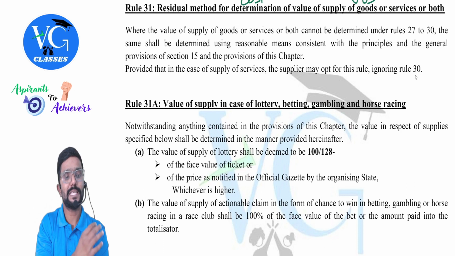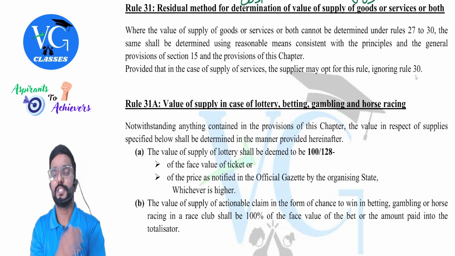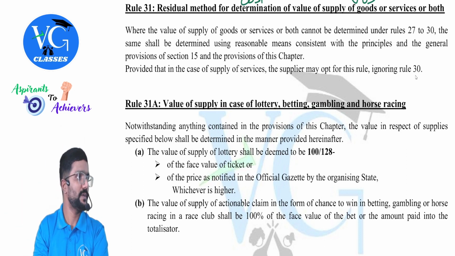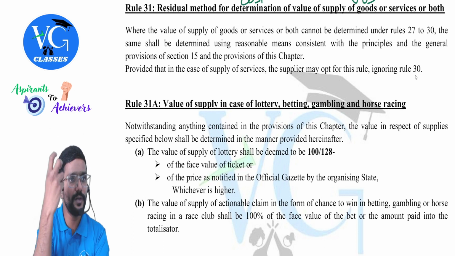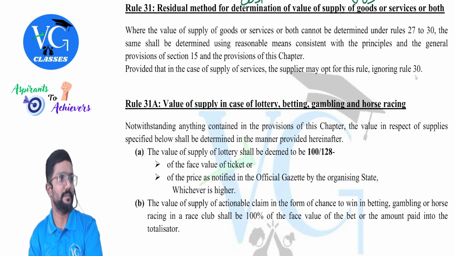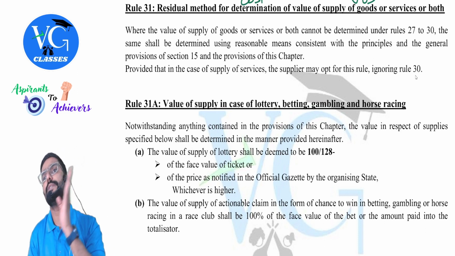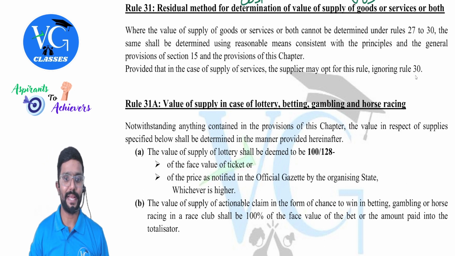You can see the last line: provided that in case of supply of services, the supplier may opt for this rule, ignoring rule 30. Means straight away ignoring 30 for services, can I go to 31? Yes. Whereas for goods, you need to go to 30, knock the door of 30. No, sir, cost not available. Only then you will go to 31. That is in simple: only if 30 is not possible, you will go to 31.